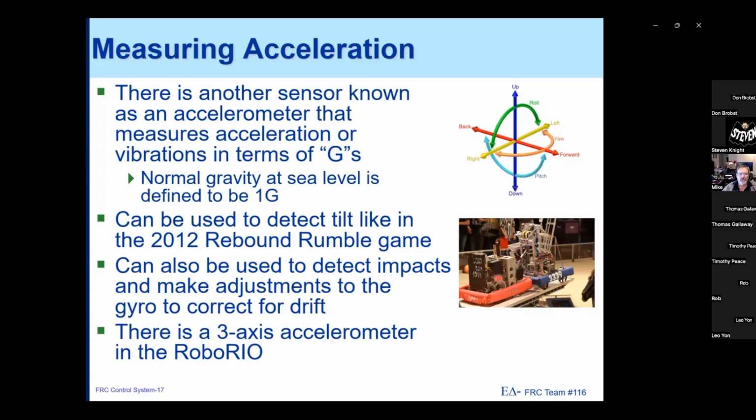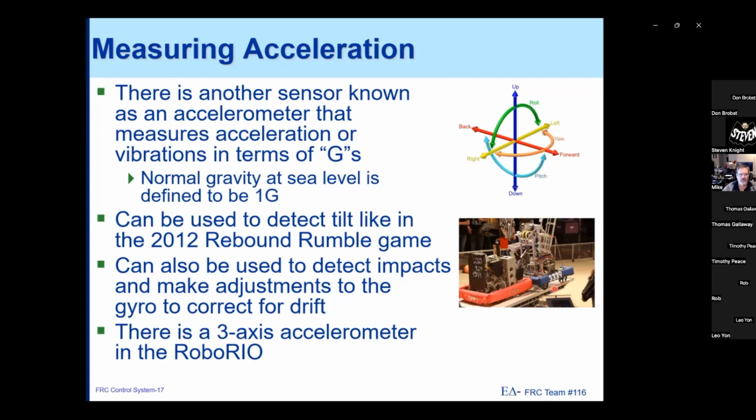For instance, in this example, we see the 2012 Rebound Rumble game, and with this particular game, the robots had to balance on this teeter-totter at the end of the game. We could then use the accelerometer to determine whether we were tilted. And by knowing that we're tilted, we can then move back and forth on the teeter-totter to try and get it to be relatively level.